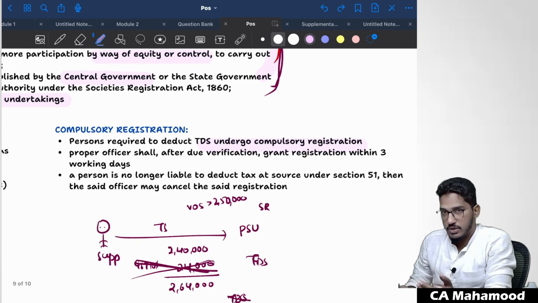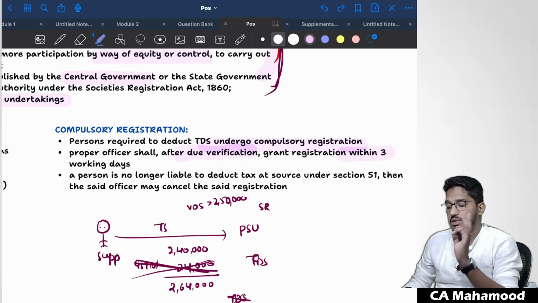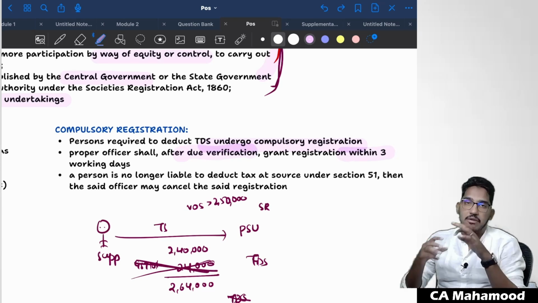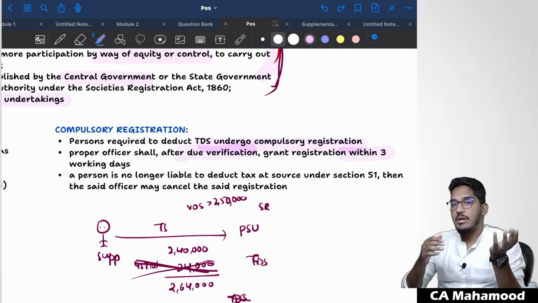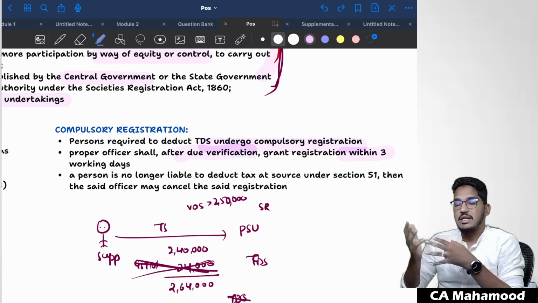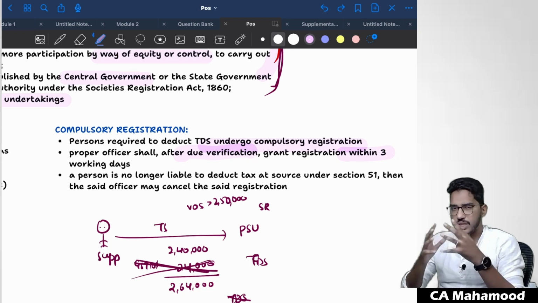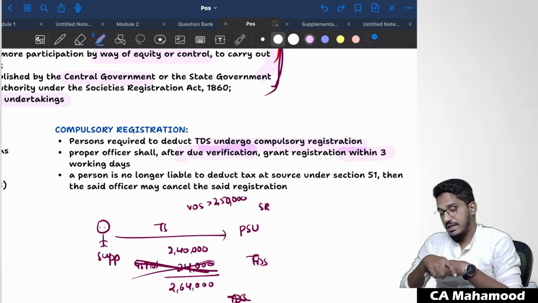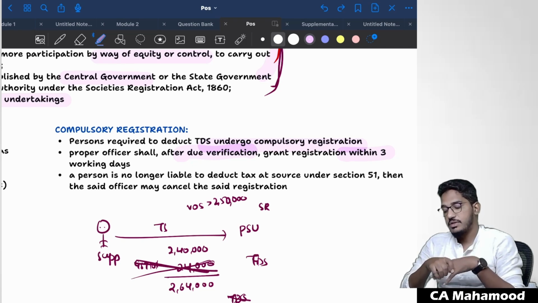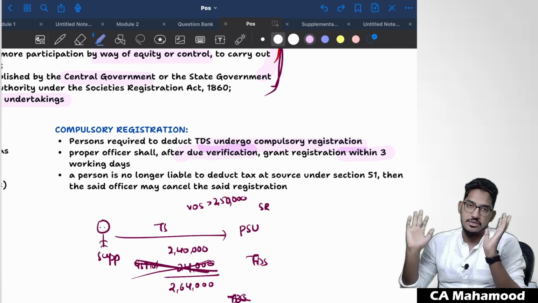Proper officer, once you have submitted the application, after doing verification, he will grant registration within 3 working days. After you have got the registration, after a certain point of time, in case you are no longer liable to deduct TDS, then you can get your registration cancelled. So a person who is no longer liable to deduct tax at source under section 51, then the said officer may cancel the said registration.